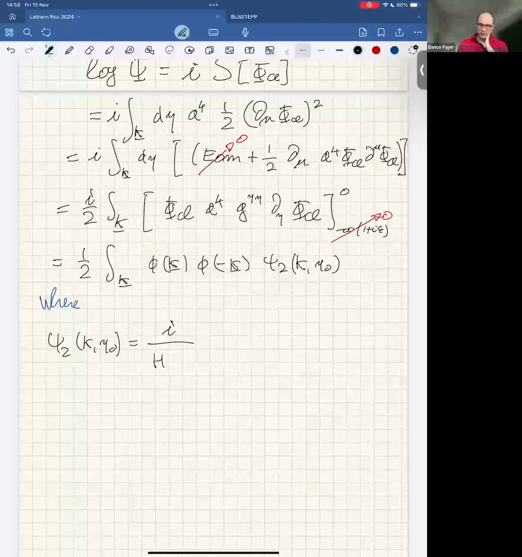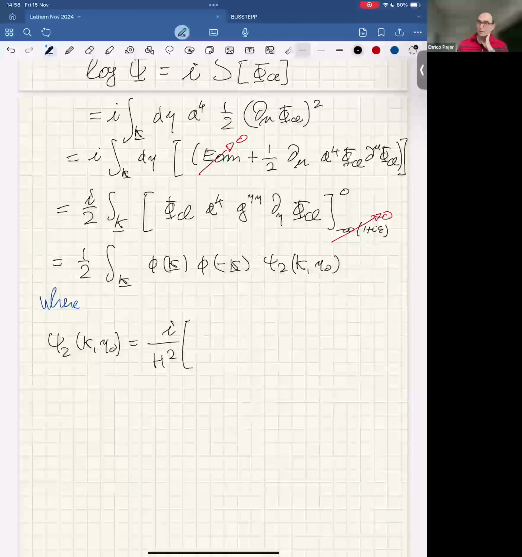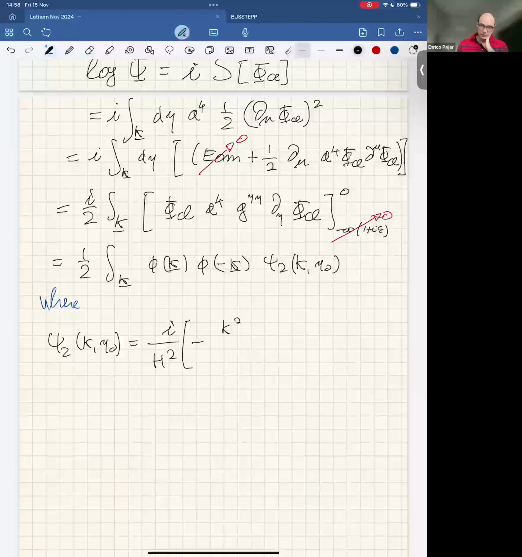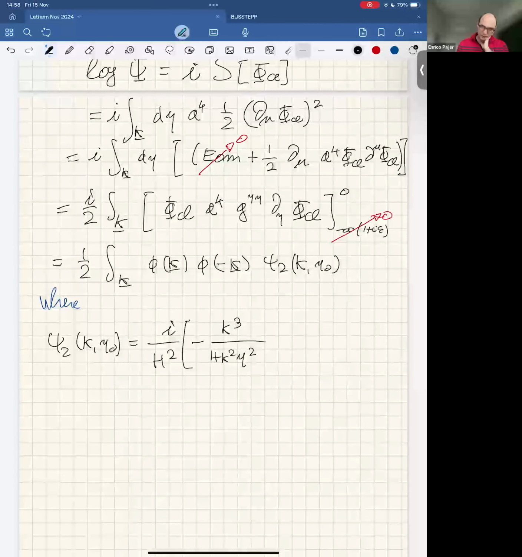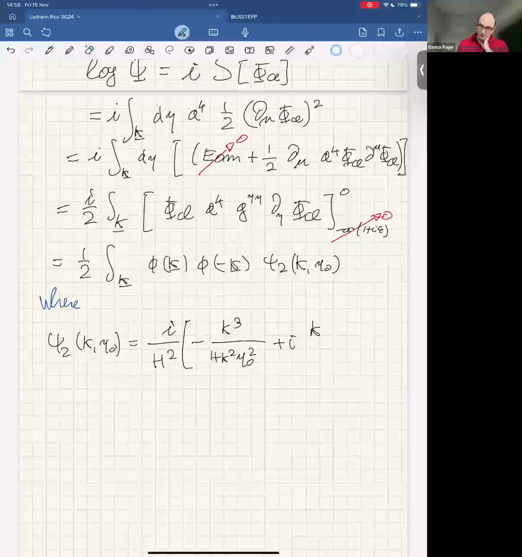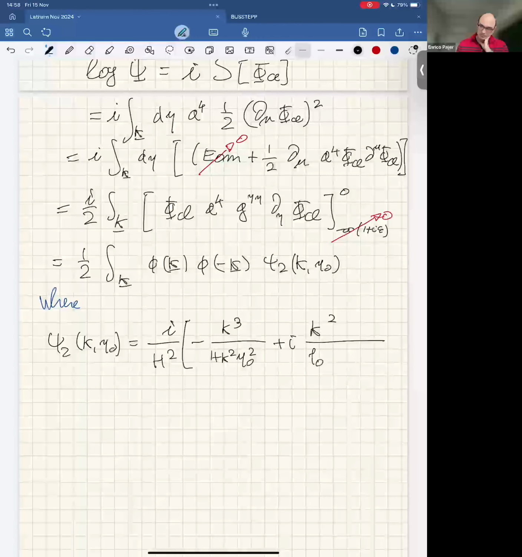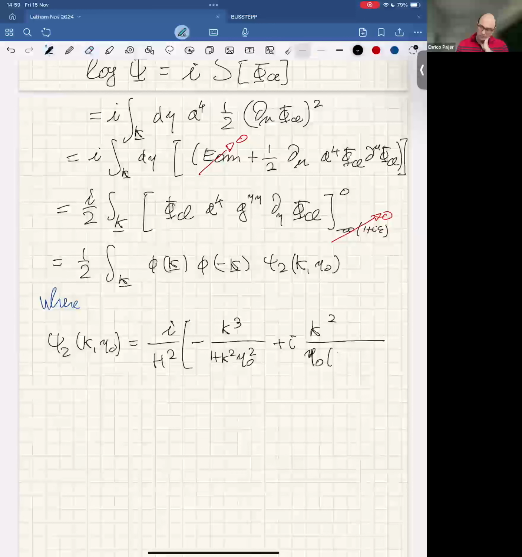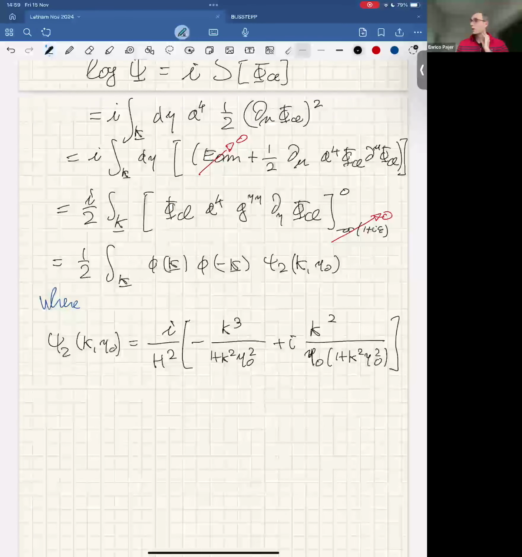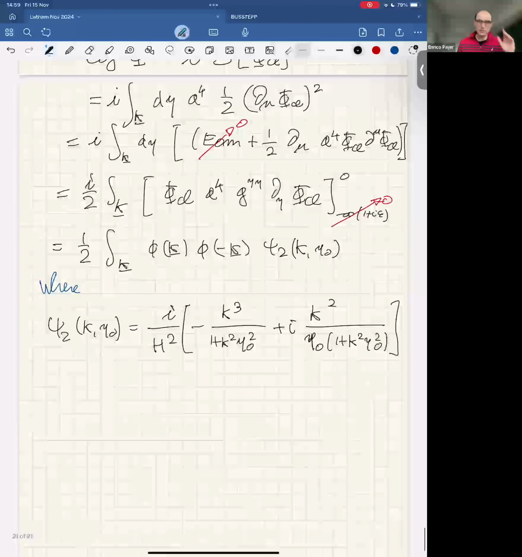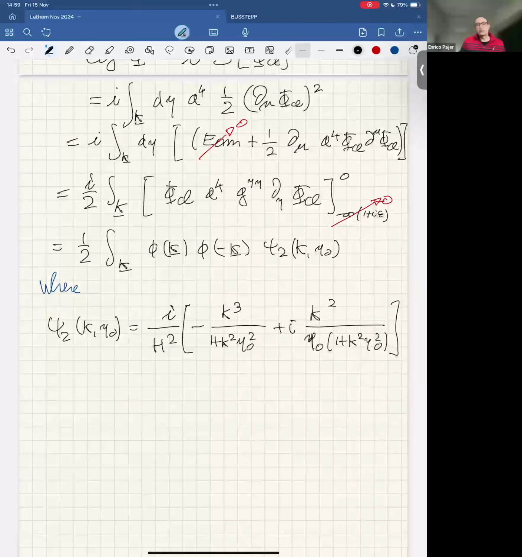And I spare you the details. The function is simply minus k cubed divided by 1 plus k squared eta squared plus i k squared. Good, that was the result. So that's great. We computed our first wave function for a free theory.